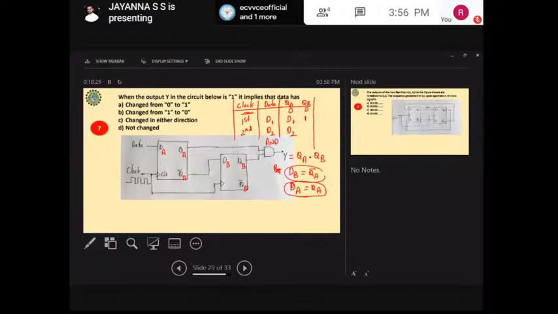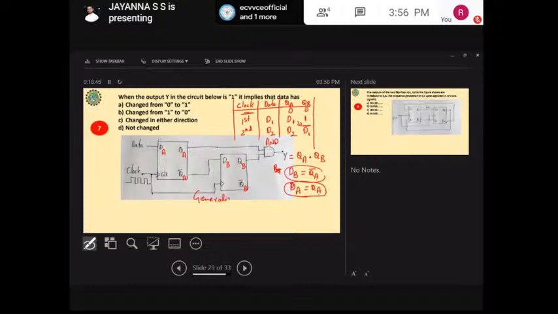So next, dB is equal to QA bar. So QA bar means here it will be D1 bar. Okay, let us generalize this equation.